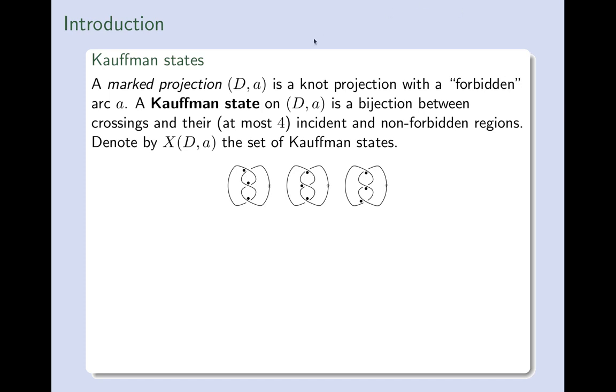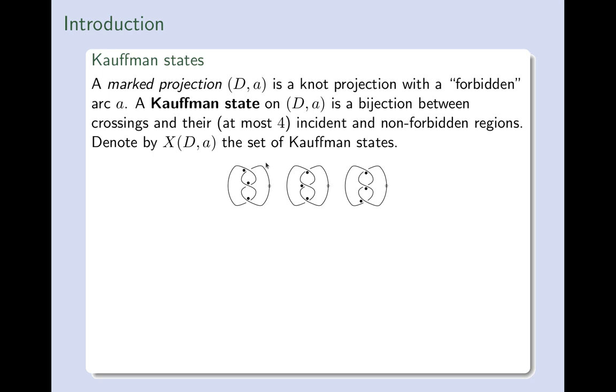And the marking is this arc A. An arc is just a segment going from a crossing to another crossing and not meeting any other crossings in between. This A here is called the marking or the forbidden arc. The forbidden arc, which you can see here marked with this asterisk, uniquely identifies two regions in the complement of this projection on, let's say, the two-sphere. In this case, the two regions in the complement would be this one and the external one.